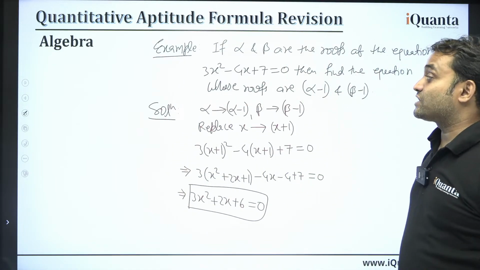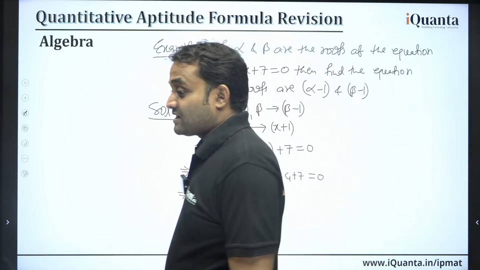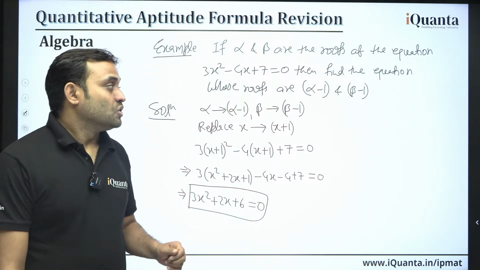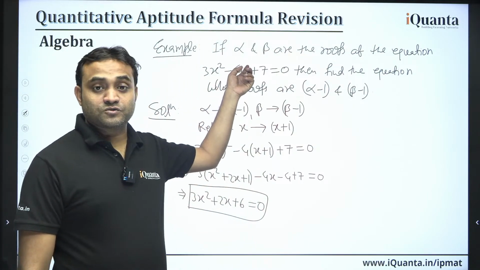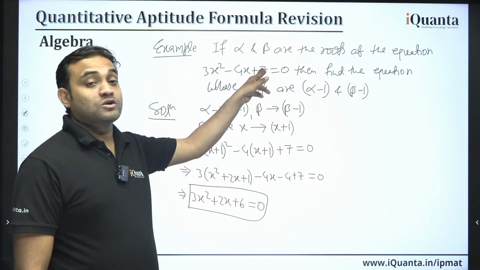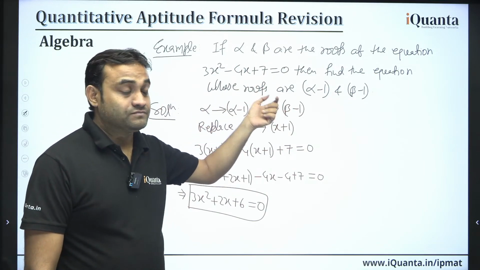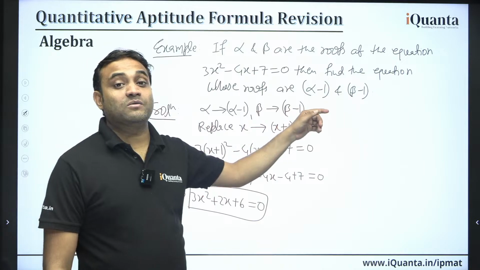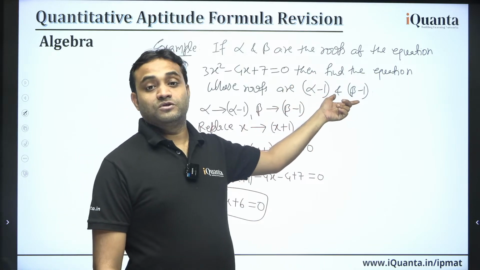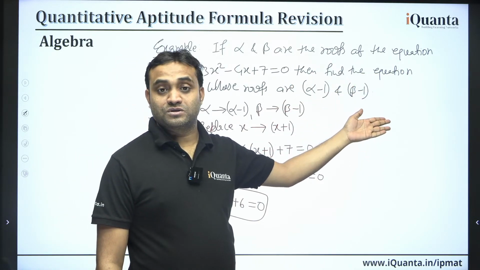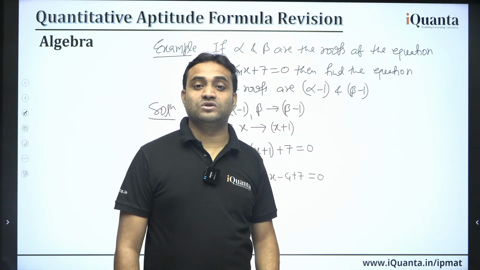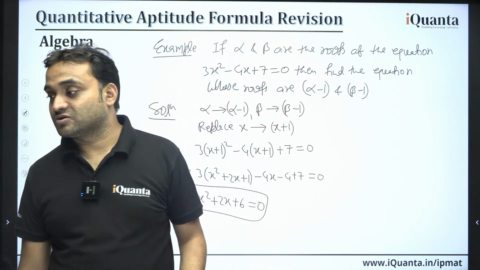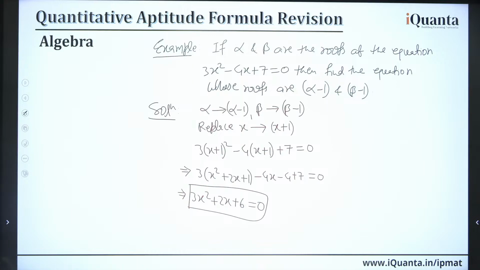So this is how you can find it effortlessly. Otherwise, you will have to find the sum of the roots from here, the product of the roots from here, both of them are fractions. Then you will have to find the new sum of the roots, the new product of the roots, and then apply it into the equation, then you will get your answer. So you can skip all those steps and simply use this. Okay, 3x square plus 2x plus 6.